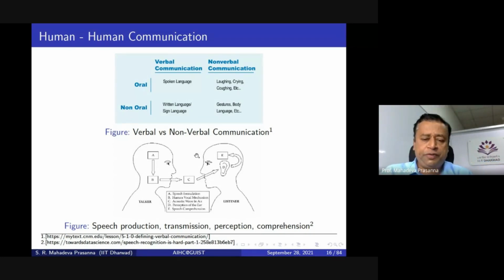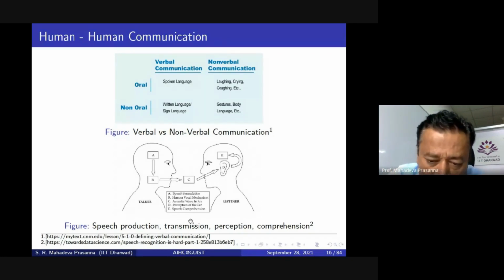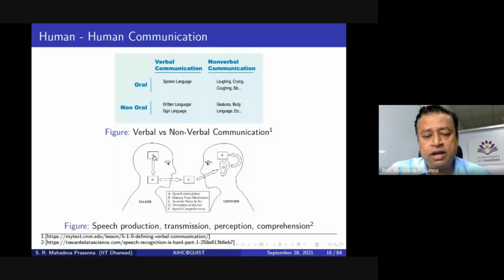Now, suppose you see what is required for speech production, perception, and comprehension: we need a talker, we need a listener, and the C represents the acoustic pressure, the acoustic wave in the air. Now you can see the discretized portions in the speech chain: the cognitive system of the talker, the physiological system of the talker, the external environment, then the physiological system of the listener, and E is the cognitive system of the listener.